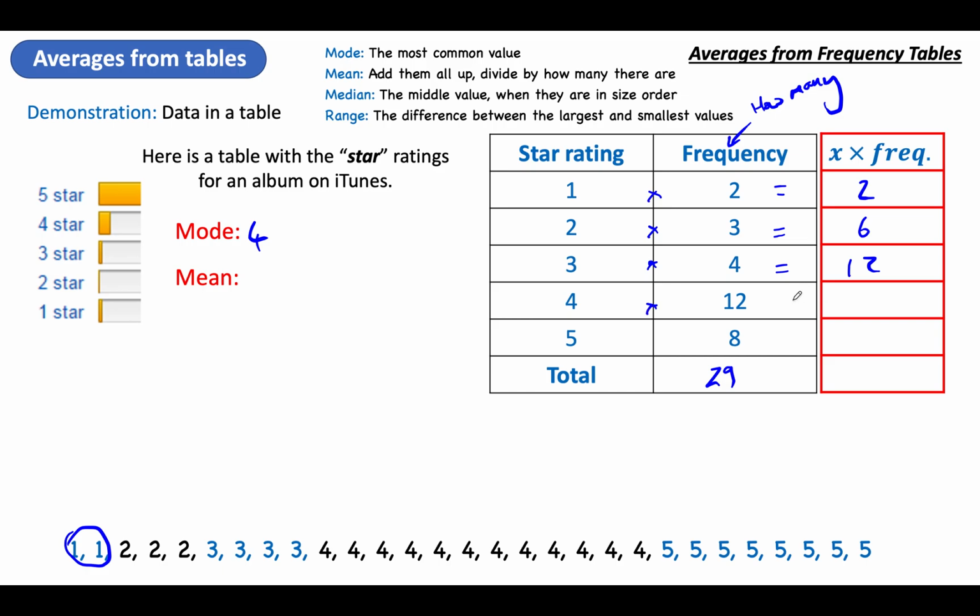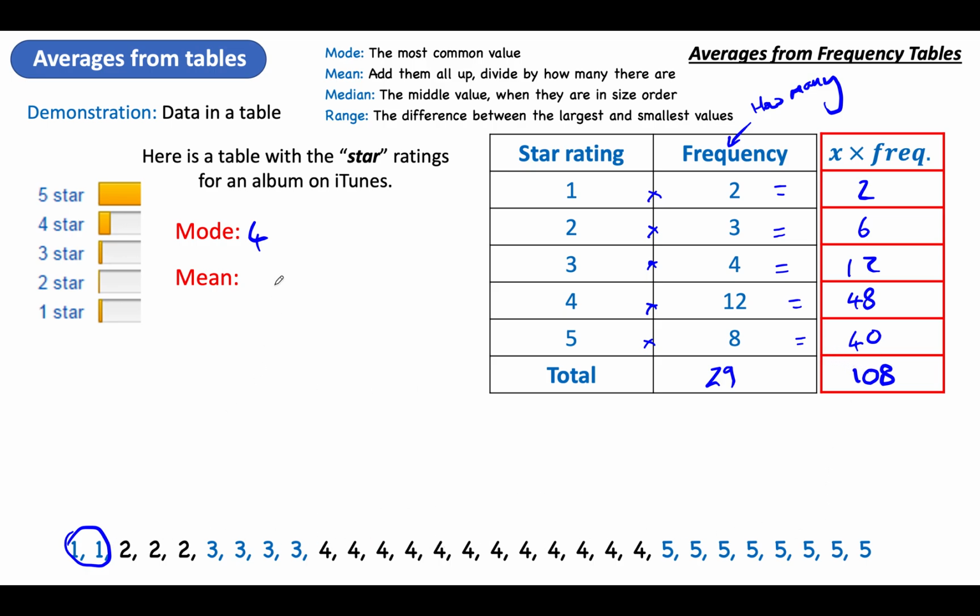You put this extra column in and you multiply whatever this category is over here by the frequency. So 4 lots of 12 is 48. And then 5 lots of 8 is 40. These are the subtotals of how many stars they got in total. So you have to add all of that up. I'm talking slowly because I'm putting it in my calculator. And that is 108 stars in total. If I add all these numbers up, I get 108.